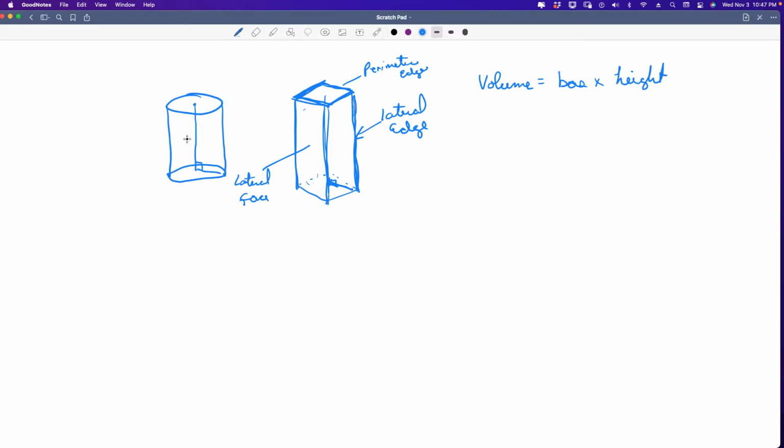So it could be circular, rectangular, pentagonal, hexagonal. It could have any shape whatsoever. The volume is going to be the base times the height.